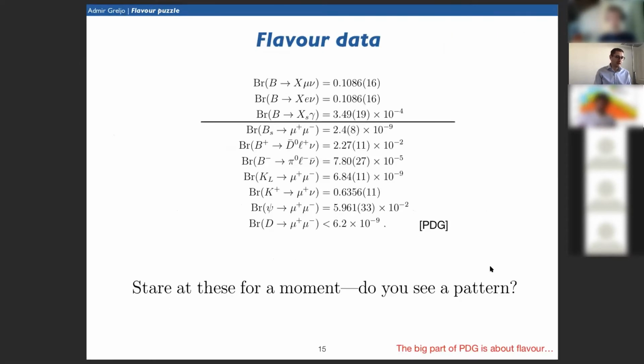And now I will go more into the flavor data. So PDG, particle data group, the big part of it is about flavor. Here there are a couple of transitions. These are decays of mesons. A B meson, which has a bottom quark inside, a kaon, which is a strange meson, and D, which is charmed. So looking into flavor data, you can see some patterns.